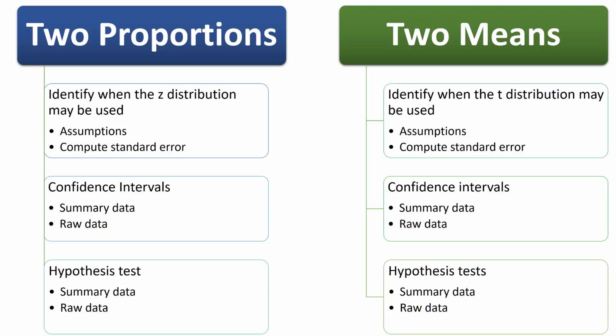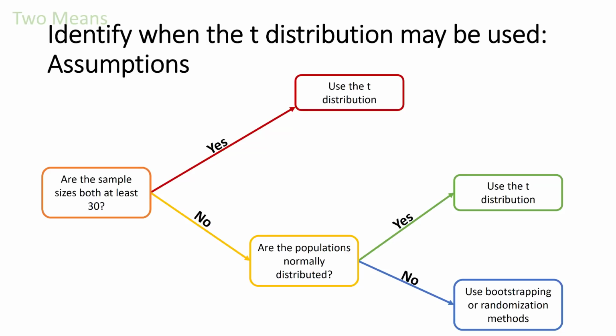Next, I'll go through the same procedures for two independent means. This content is covered in section 6.4 of the Lock 5 textbook. Our first learning objective for two means is to identify when the t-distribution may be used. In order to use the t-distribution, either both samples need to be large, so at least 30, or we need to know that in the populations, the variable is normally distributed.